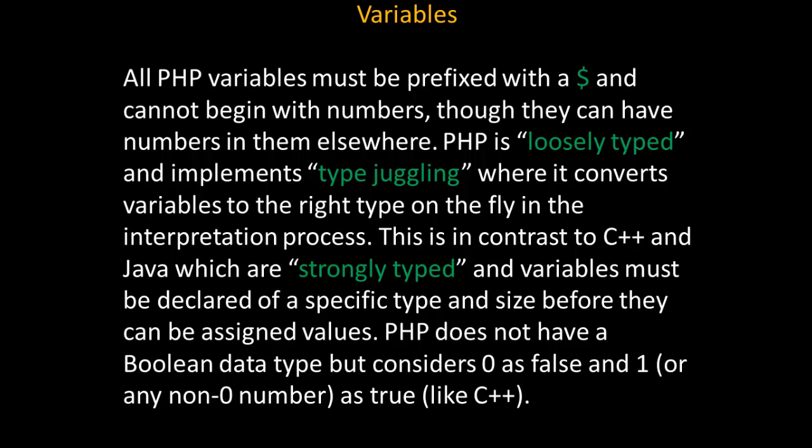PHP is loosely typed, and it implements type juggling, sort of like Visual Basic, where it converts variables to the right type on the fly in the interpretation process. This is in contrast to C++ and Java, which are more strongly typed, and variables must be declared of a specific type and size before they can be assigned values. PHP does not have a Boolean data type, but considers 0 as false and 1 as true, just like C++.